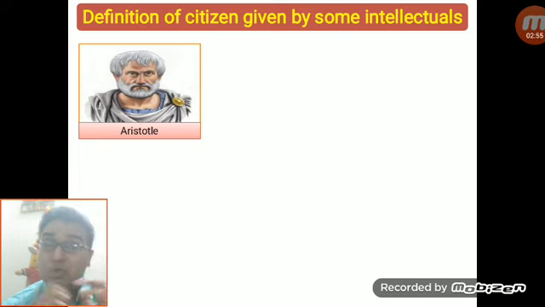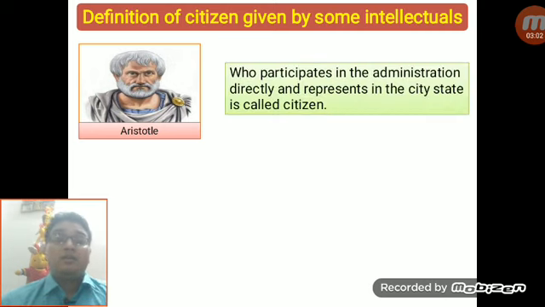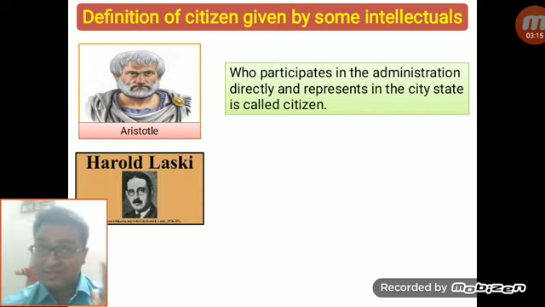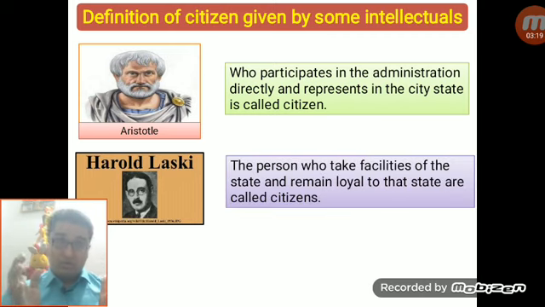He had given a definition of citizen. Now I am going to show the definition of citizen given by Aristotle. According to Aristotle, a citizen who participates in the administration directly and represents in the city state is called a citizen. Now I am going to show another definition given by Harold J. Laski. According to Harold Laski, the persons who take facilities of the state and remain loyal to the state are called citizens.